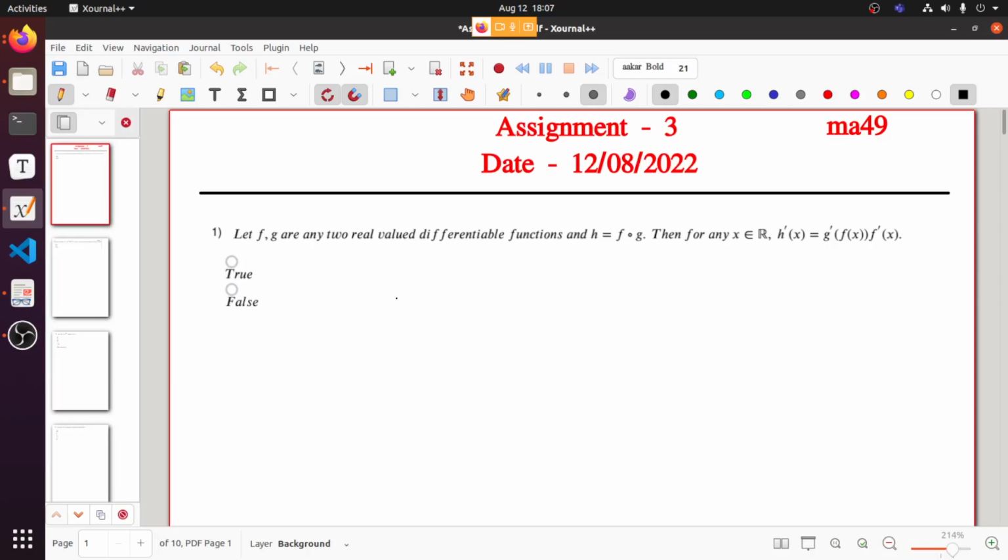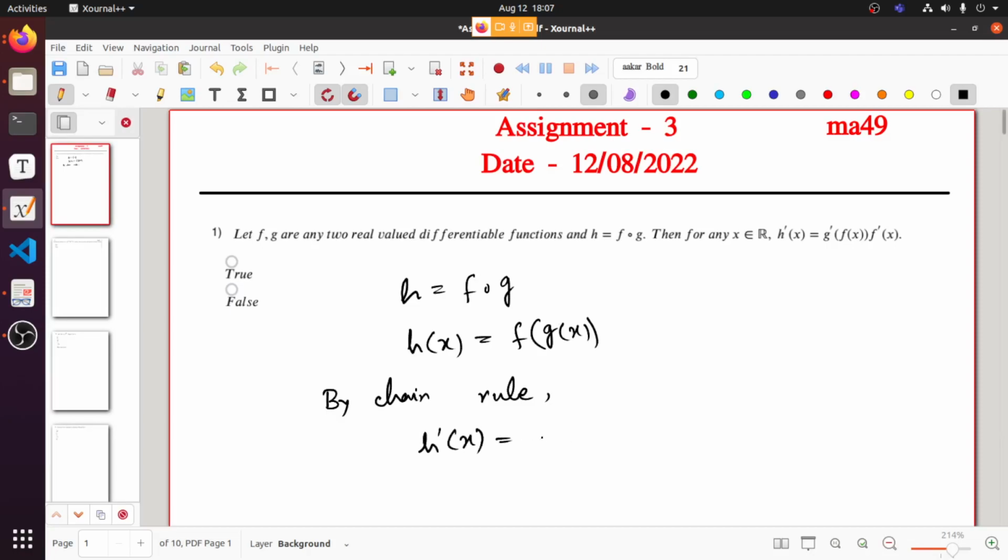So f and g are real valued differentiable functions and h is defined as f compose g, meaning h of x is f of g of x, right? This is f compose g of x, and you know the chain rule, right? It was done in the class that if h is a composition of two functions, then we can differentiate h using the chain rule. So what will be the derivative of h? By the chain rule, h dash at x will be f dash at the point g of x, and then you have to multiply by the derivative of g at the point x, right?